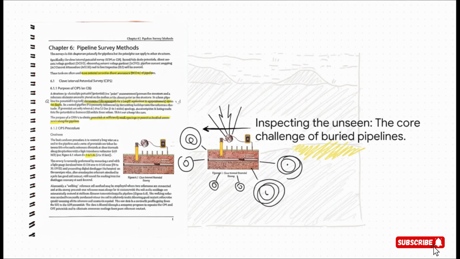Well, the answer is pretty cool, actually. It's all about listening to its electrical signals. What you're seeing here is a technique called a closed interval potential survey, or CIPS for short, and it's one of the main ways we can essentially see what's going on with the pipeline right through the ground.